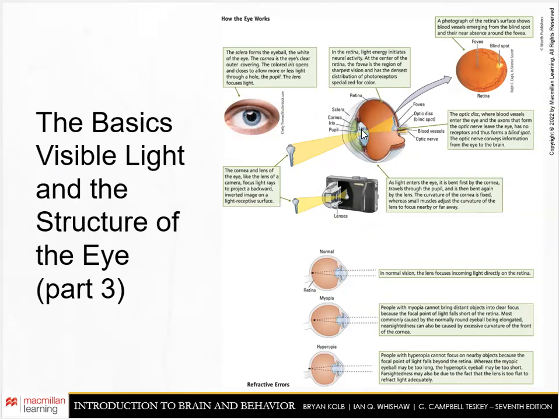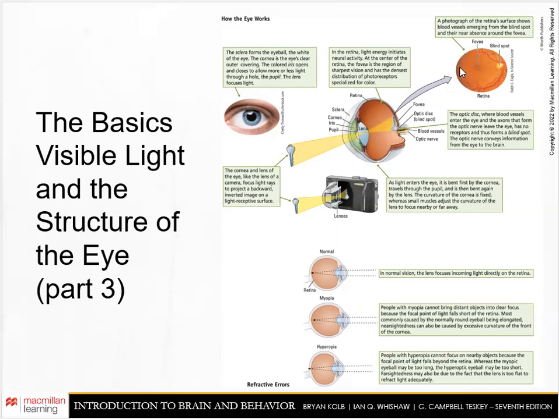Then we know that behind that is the lens that we had just talked about. Now the lens is bending that light, or focusing it, onto the retina. In the retina, that's where this light energy is initiating the neural activity. And at the center of the retina is the fovea. Now the fovea is the region of the sharpest vision, and it has the densest distribution of photoreceptors that are specialized for color. All right, we'll return back to the fovea as we're thinking about that.